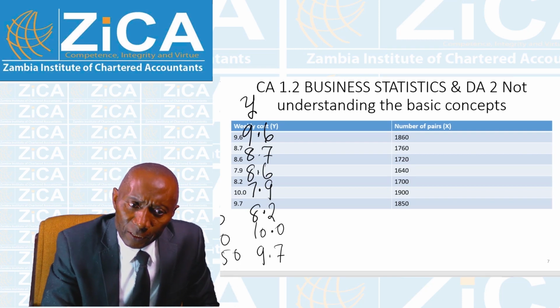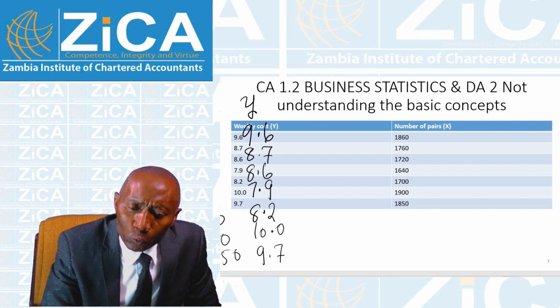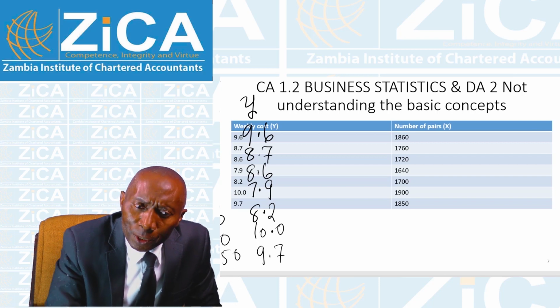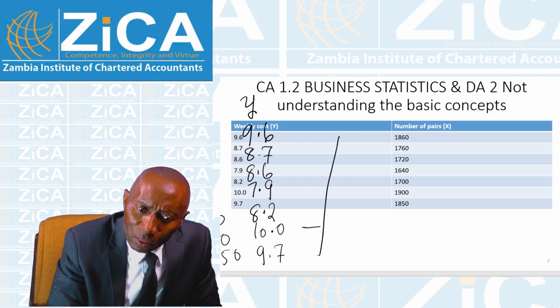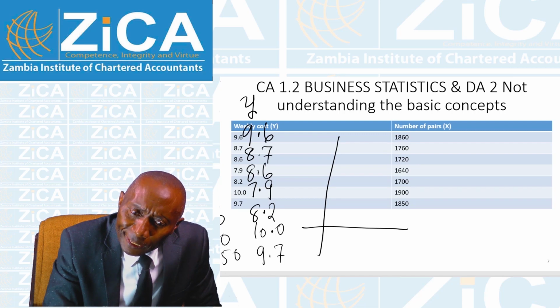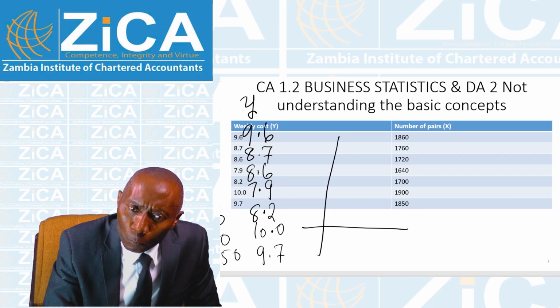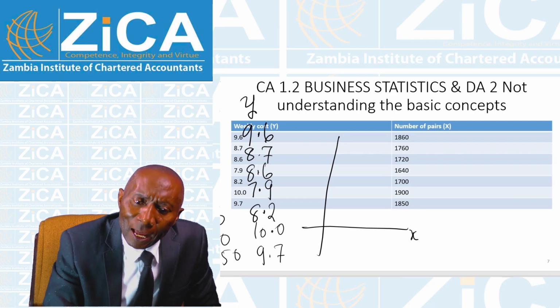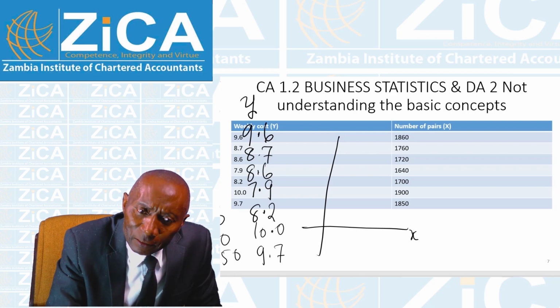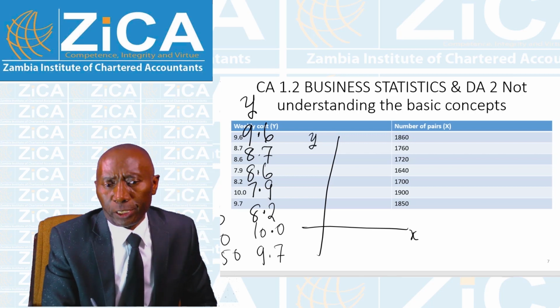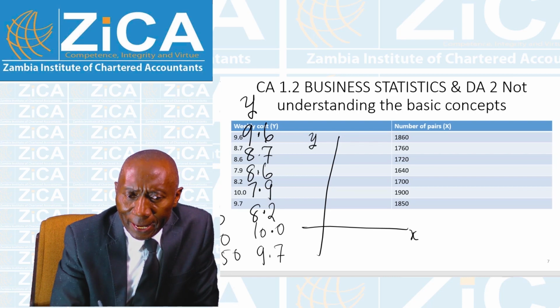And remember, the first question here is, plot this data. How are you going to plot this data? This is a scatter diagram. You are going to draw the x-axis as the independent variable, which is the number of pairs, which is X. This will be our X. And then the dependent variable, which is the weekly cost, will be on Y.